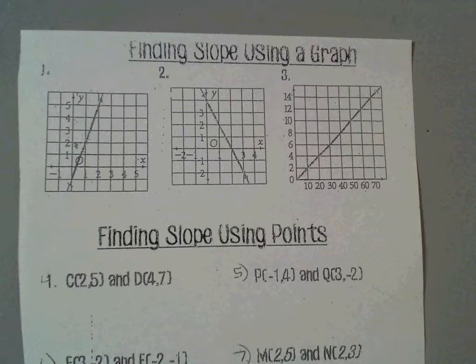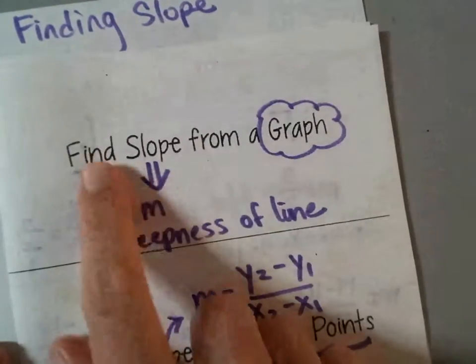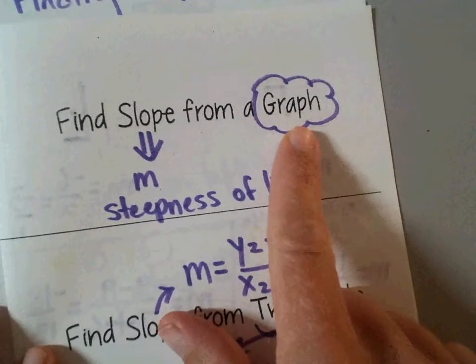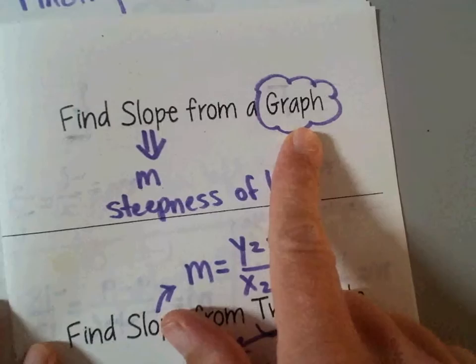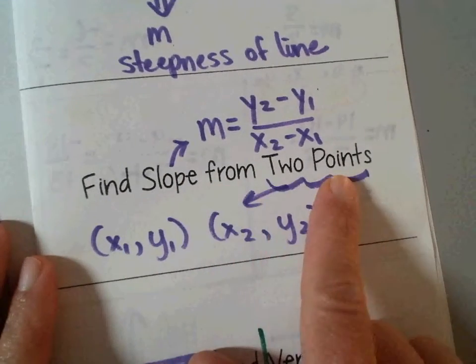Okay, this is 28 and 29 in your notebook. This is going to go on the opposite side. Just write with me for right now. A little review. We found slope from a graph by counting boxes, up and down and to the right. Finding slope from 2 points is done by using the slope formula.